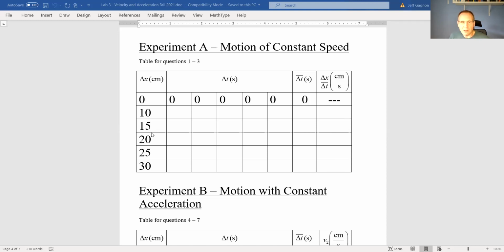So basically what we're saying is as you increase the flag length, it takes longer to pass through the photo gate, but it's in proportion, right? Because I'm launching at the same speed. So the speed, when I calculate the speed, the velocity, it should be the same for all these conditions.